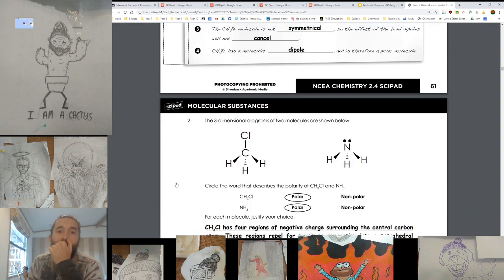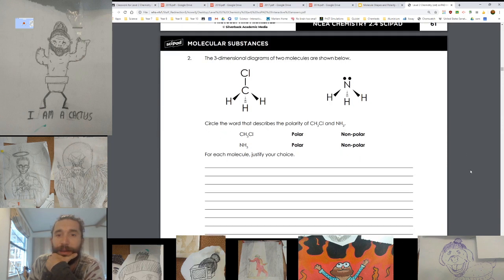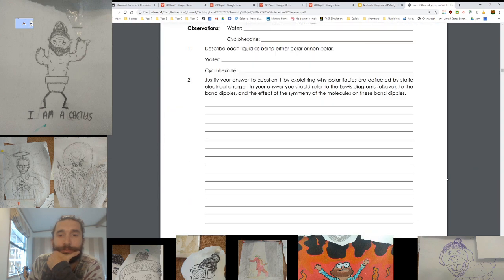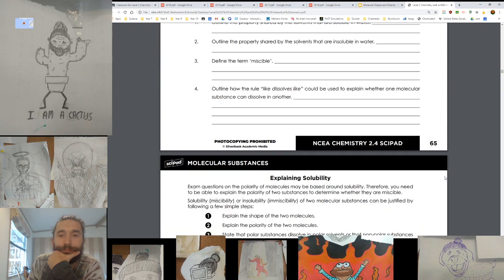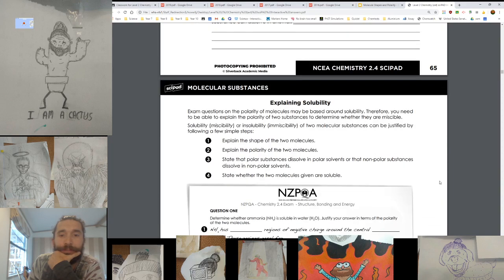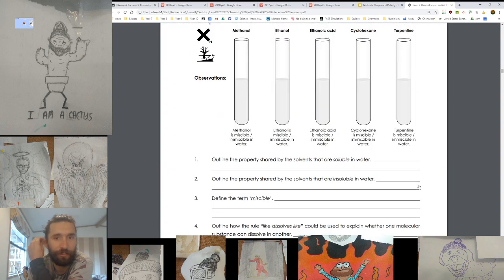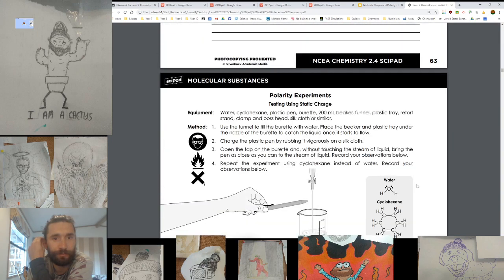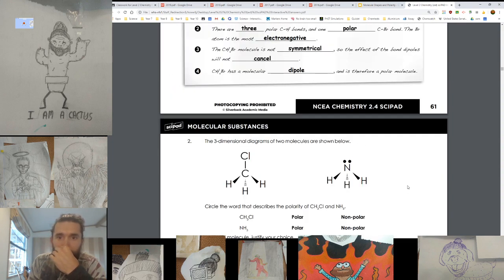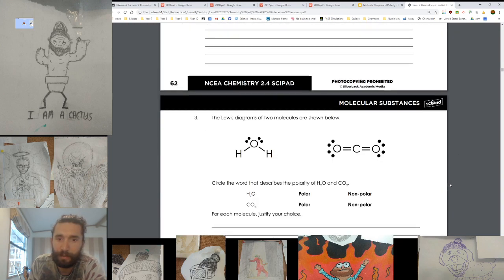So what I'd like you to do today, let's go through the answers to these, is page 61 and 62. It's not very much today. We're going to be doing page 61 and 62, and I guess page 60 as well, but I just showed the answers to it. And then tomorrow we will start looking at polarity.